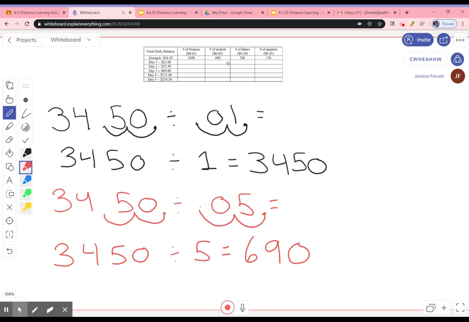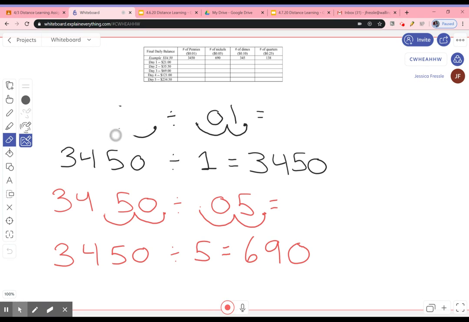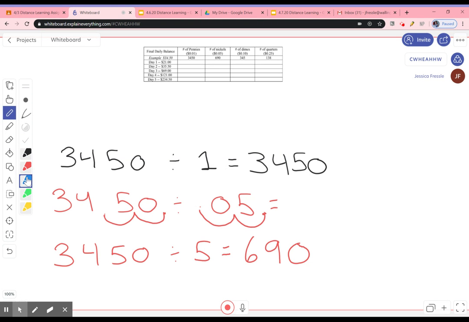So let's go to the third part of the equation. Let's erase this. Give us some room. And then here we're going to do $34.50 divided by 10 cents. So here's different since now we have a digit in the tenths place. But we're going to do the same exact thing.